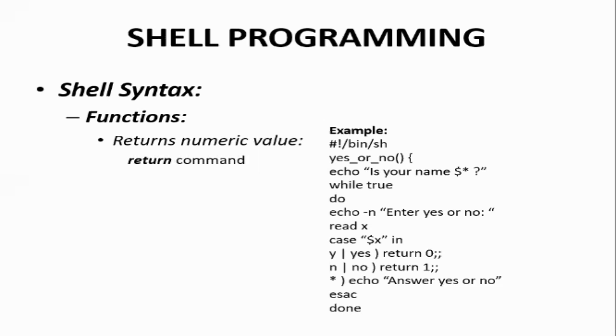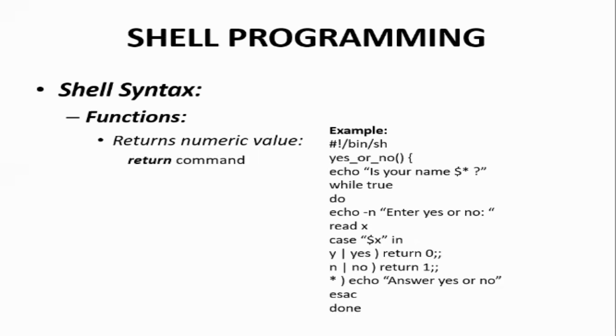And while the condition is true, it will enter the loop and ask the user to enter yes or no. When the user enters yes or no, that will be stored in the variable x, and that will be passed as the parameter for the case statement, which will be checked against the patterns. If the pattern matches, then it returns 0 or 1. When x contains yes or lowercase y, it returns 0, otherwise it returns 1.